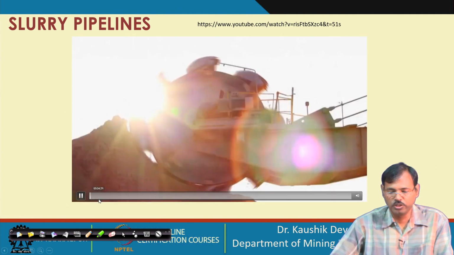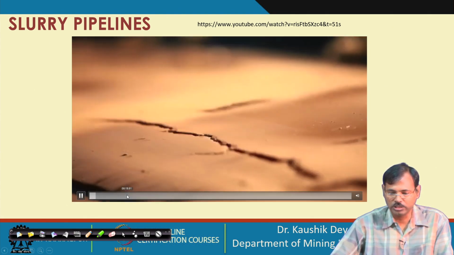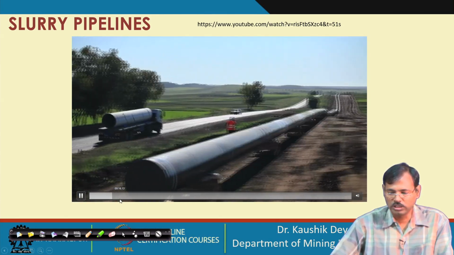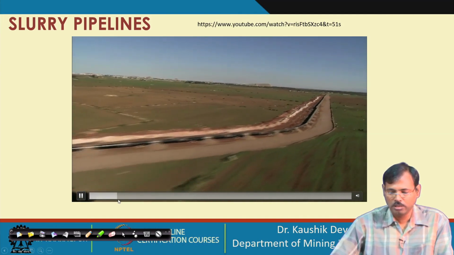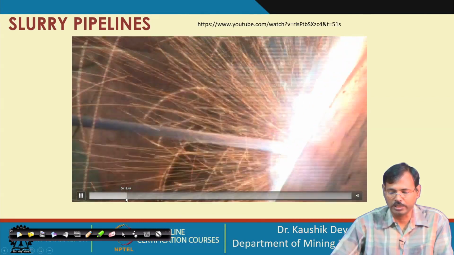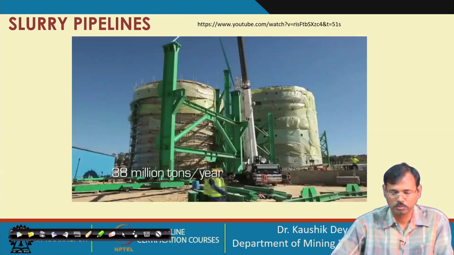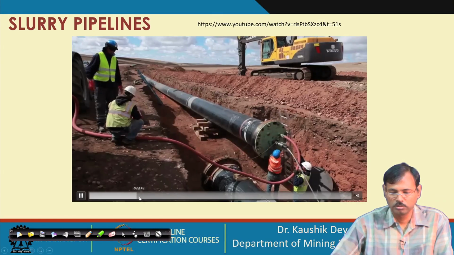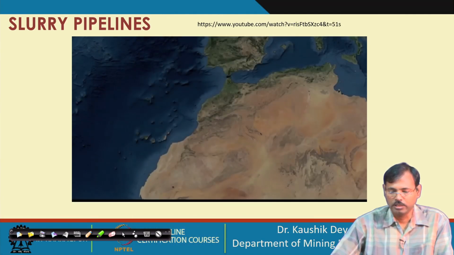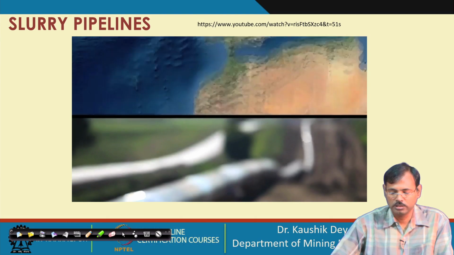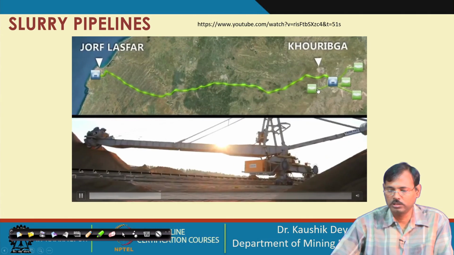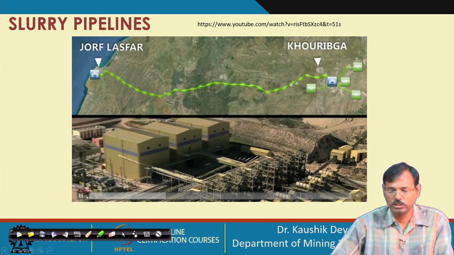This is the video of this slurry transportation system. So, this is the pipeline, and this is how the pipelines are laid. In general, in most cases the pipelines are made underground. So, an underground trench is made, then the pipeline is laid, then again it is filled back. So, 235 kilometer is made through this terrain.